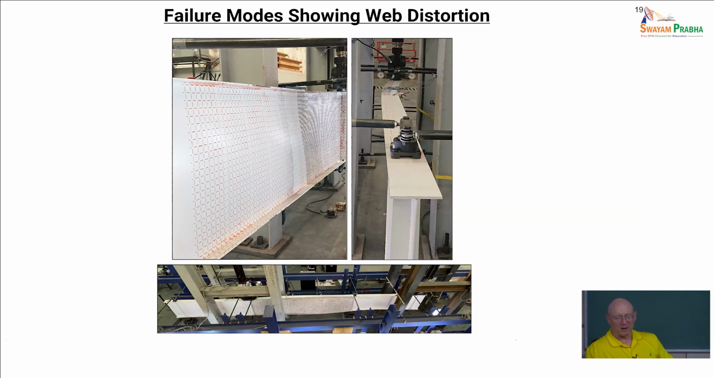So that's what's causing us trouble in terms of getting to the moment resistance. It's basically that lateral distortional buckling, and it's exacerbated by the onset of yielding that's happening in the section.